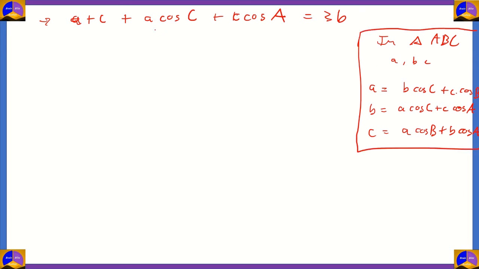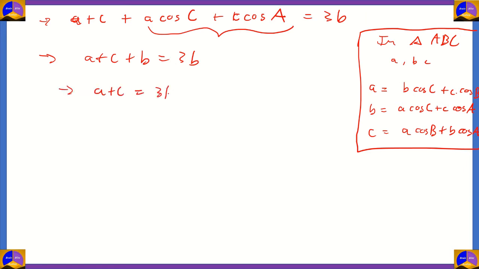So over here, the projection formula for b is present in the left-hand side. So we can replace this expression by b. So a + c + b gives you 3b. That means a + c gives you 3b minus b, which is equal to 2b. So now we know that a + c equals 2b.